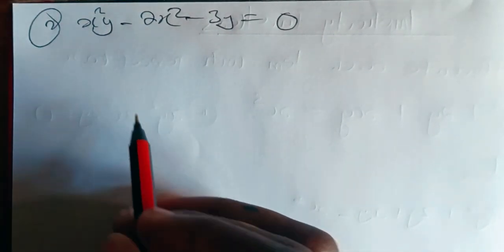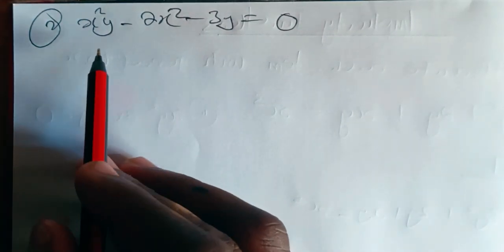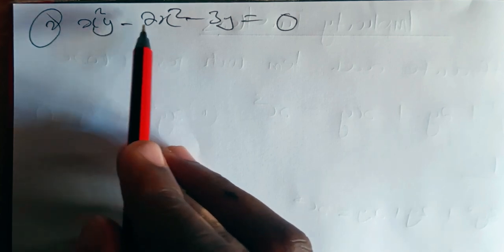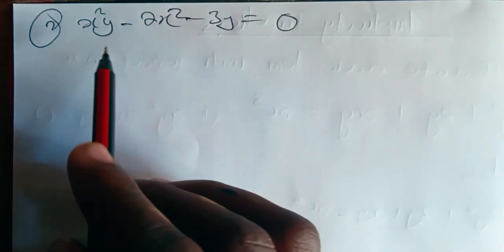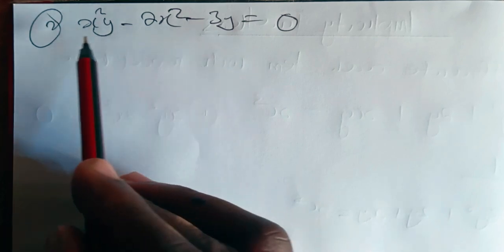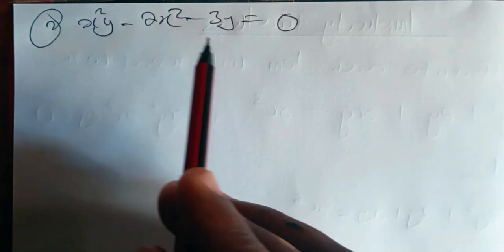Okay, so this is the next question that I said we'll look at. The next question is x squared y minus 2x squared minus 3y equals 0. So we are applying the same method. This is an implicit function, because it is a function of two variables, y and x.